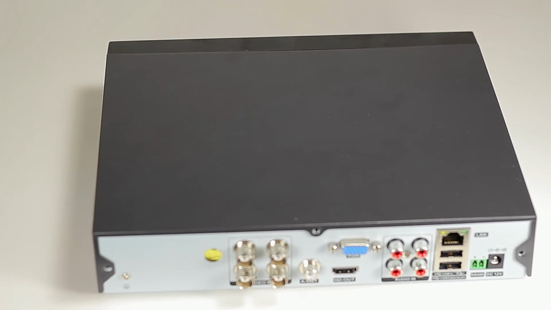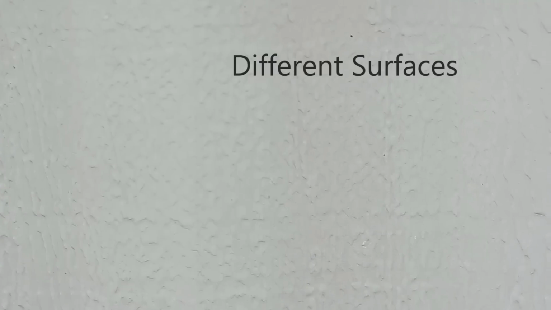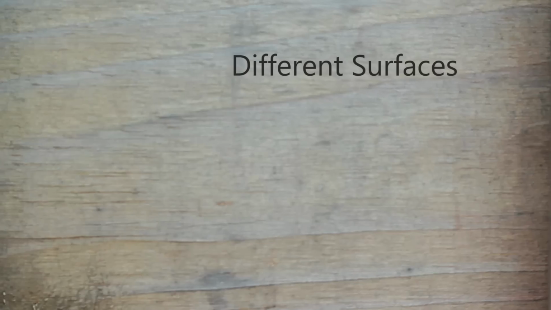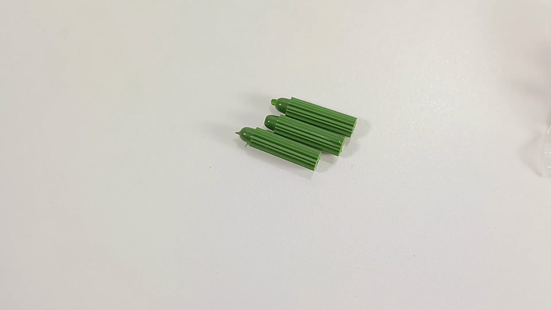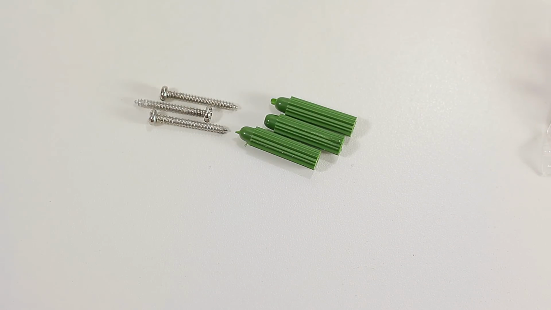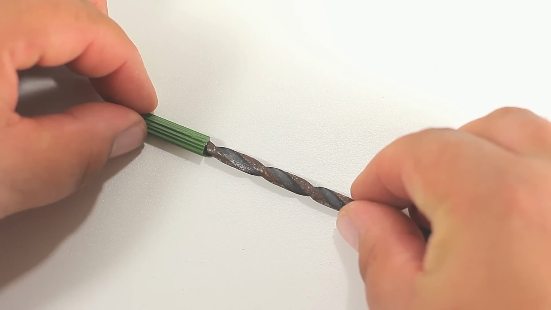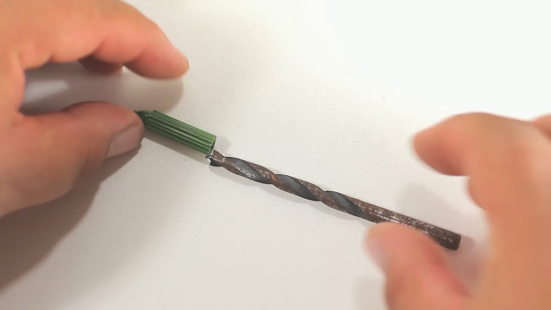If you want to install the cameras on an exterior wall, like a brick wall, a cement wall, a hard siding wall, you are going to need the anchors. But if you're going to install in drywall or wood, you won't need the anchors. What you want to make sure is that you have a drill bit the same size as the anchor. The good way to do it is to measure them side by side.